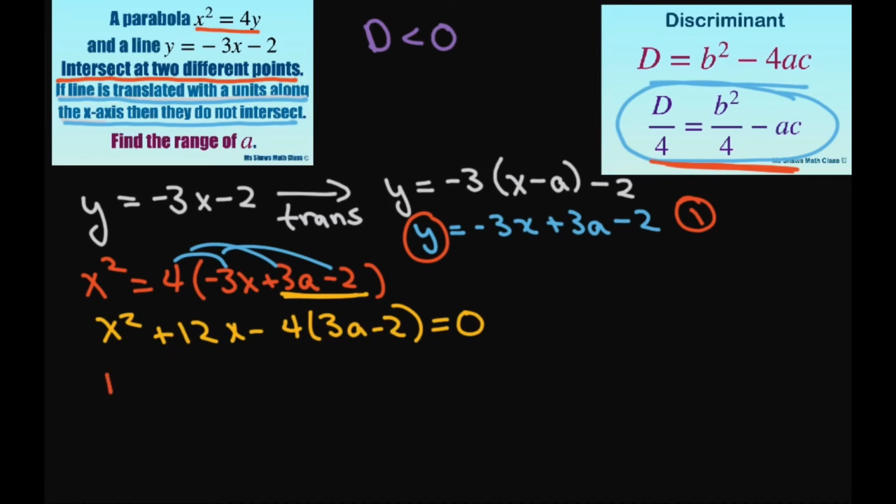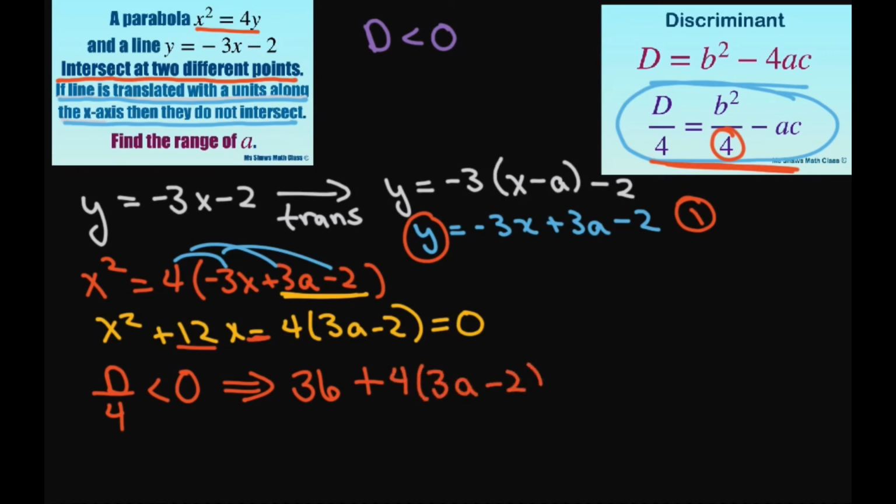So if I take my discriminant, divide it by 4, I'm going to let that be less than 0. Okay. So taking our b and squaring it and then dividing by 4, this is going to give me 36. All right, minus a, which is 1, and c. So you just write down c, which is going to be minus negative. So that's going to be plus because we have a negative here. So it's going to be plus 4 times 3a minus 2. So this was basically minus a negative there. All right. Now, see how much easier it was using this formula instead?